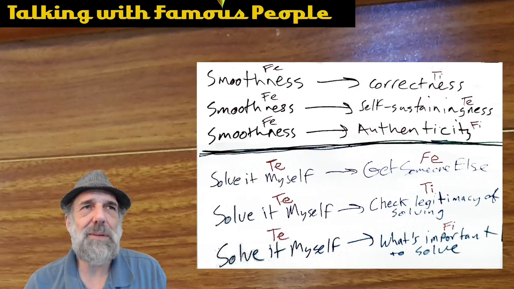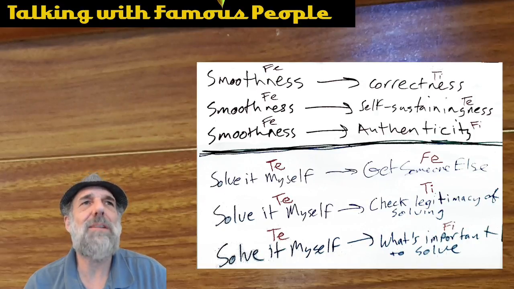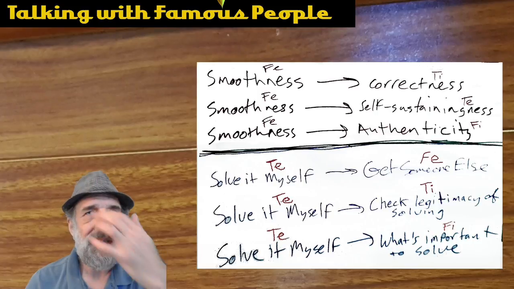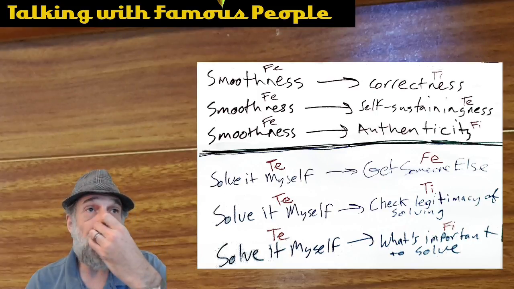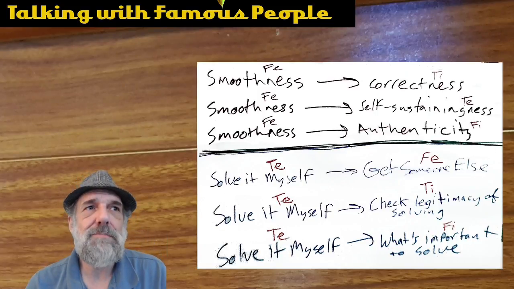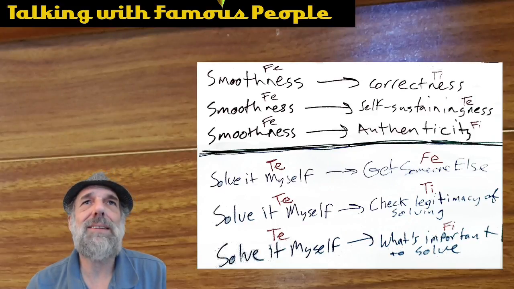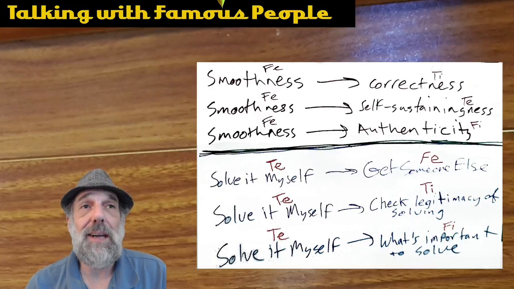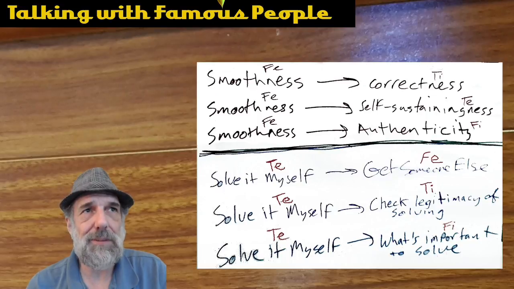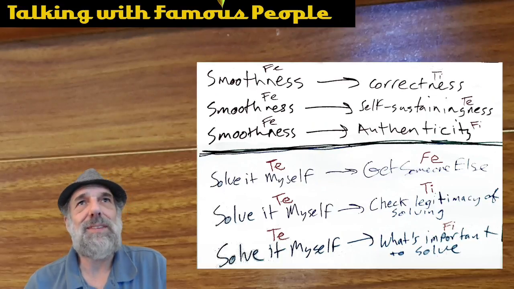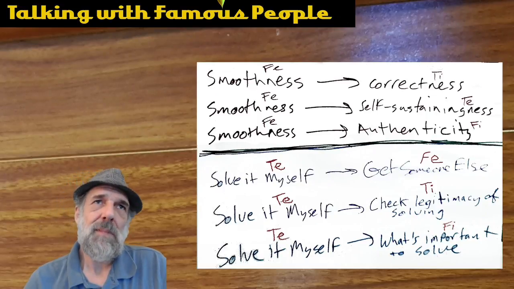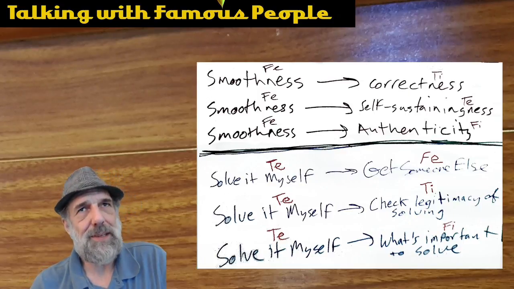A lot of times we like to do this thing where the cognitive function is treated metaphorically. In this case, let's pretend metaphorically it's smoothness. Smoothness would be on an axis with correctness, that's TI and FE. It would also be on an axis with TE, which is to say, every time you know where FE is in the stack, you know where TE is in the stack as well. Smoothness to self-sustainingness, FE smoothness to authenticity.